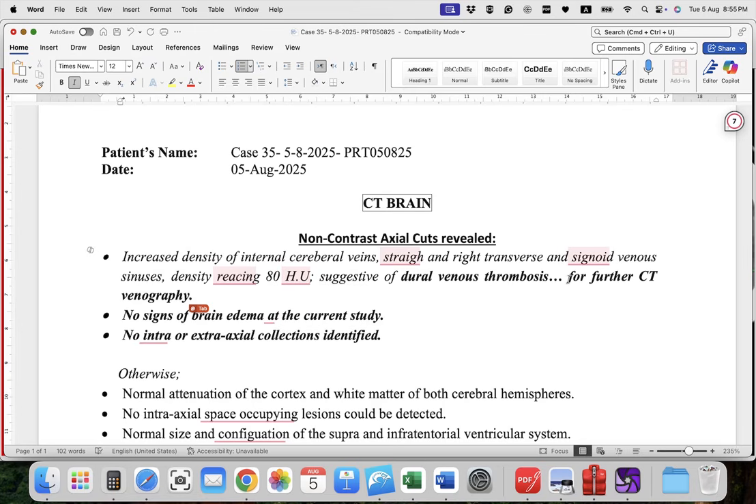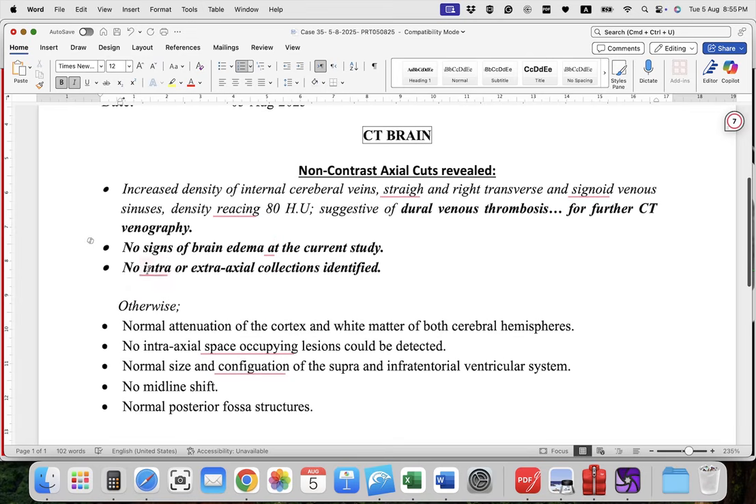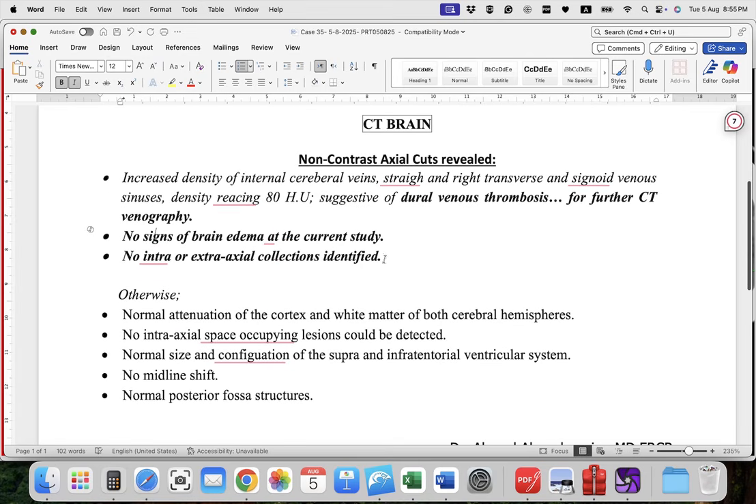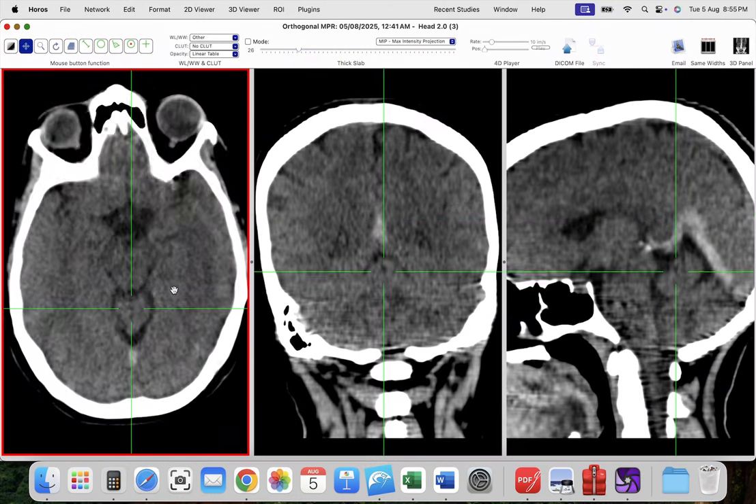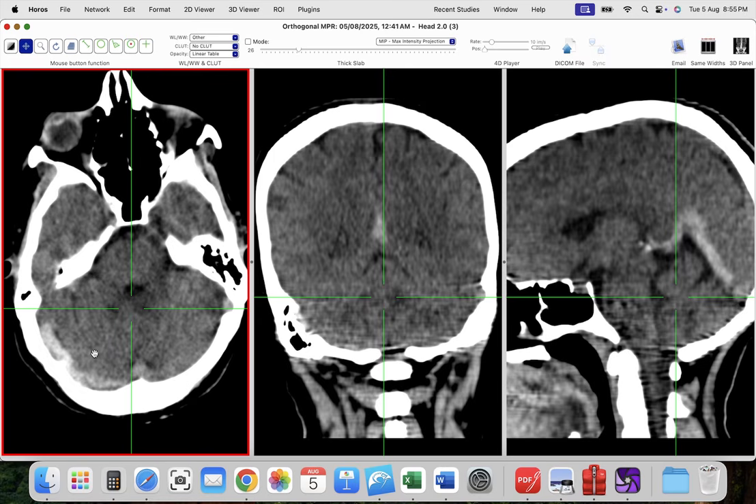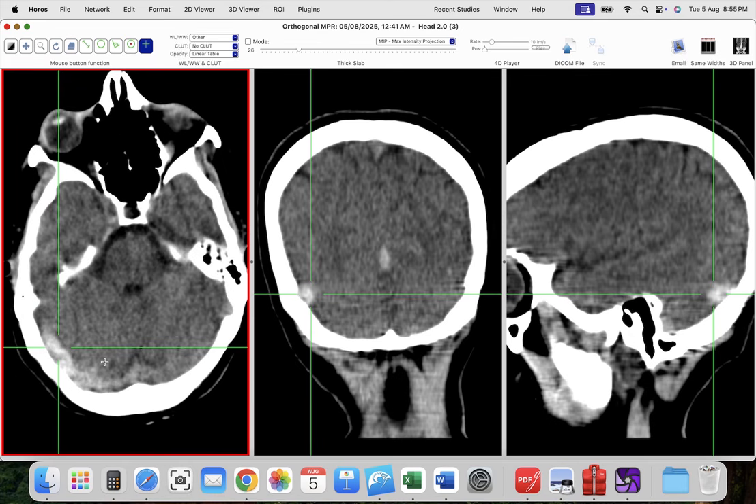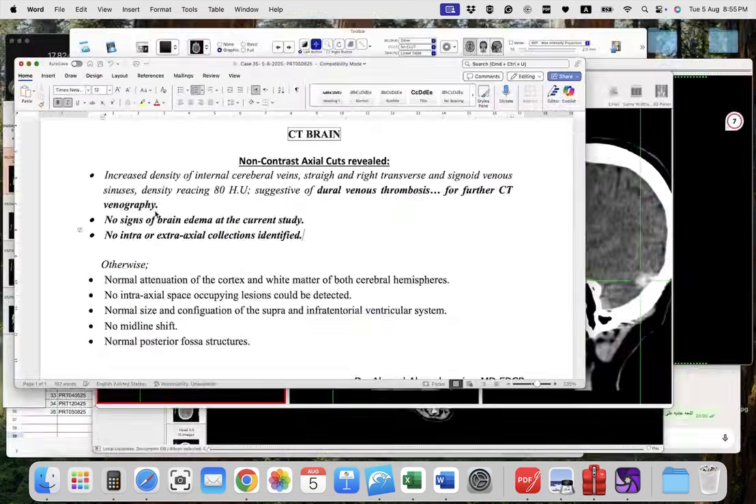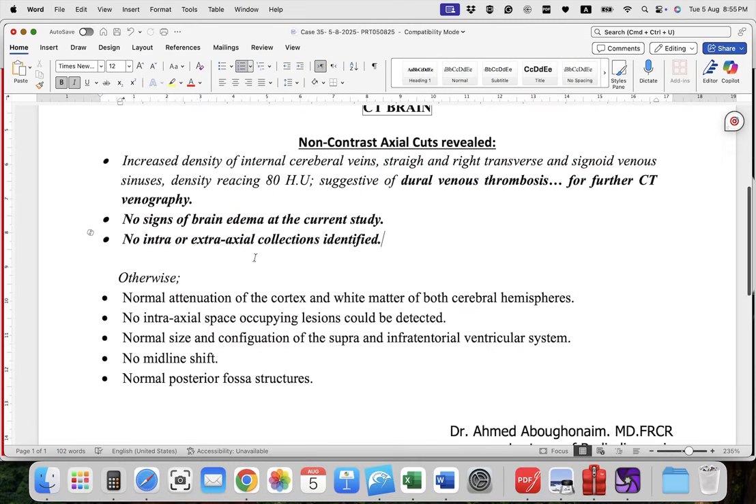For a medico-legal purpose, you will mention you need further CT venography, and the negative data: no sign of brain edema in the current study, no intra- or extra-axial collection identified, because any non-radiologist who will see the printed films of the study may consider this as a subdural hematoma. So you should mention clearly in your report there is no intra- or extra-axial collection identified.